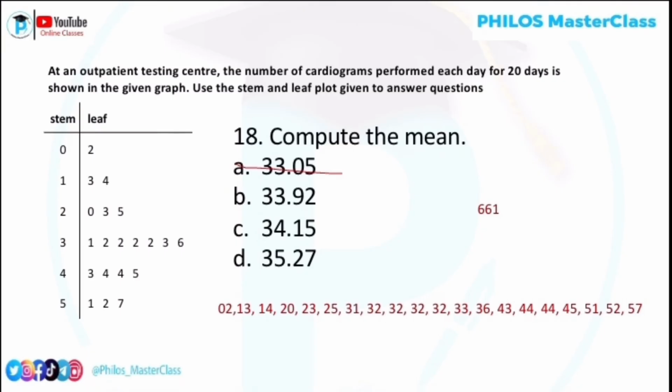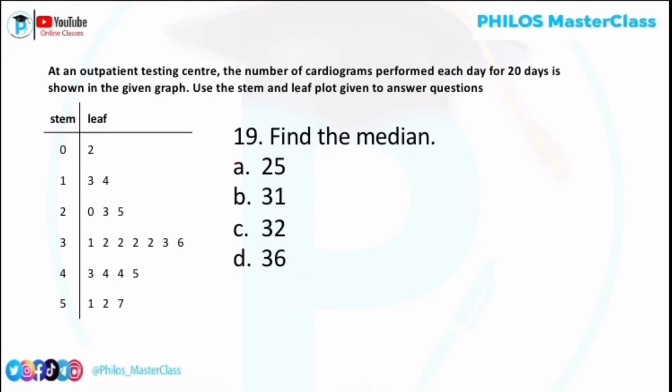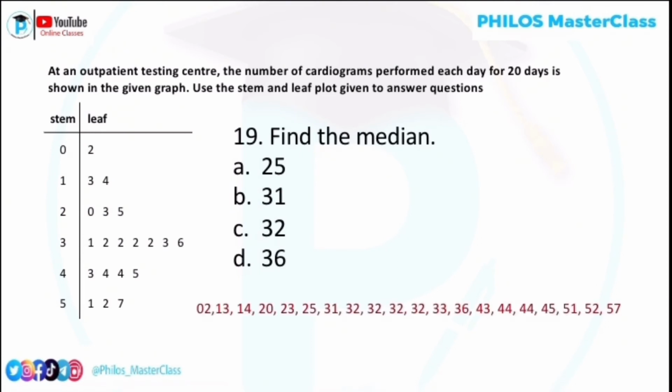So let's proceed to the next question. This question says, find the median. To find the median, let's list the data values again. Okay, so I've listed them. Now to find the median, it means you should find the middle value. Now to find the median, this is what I'm going to do.